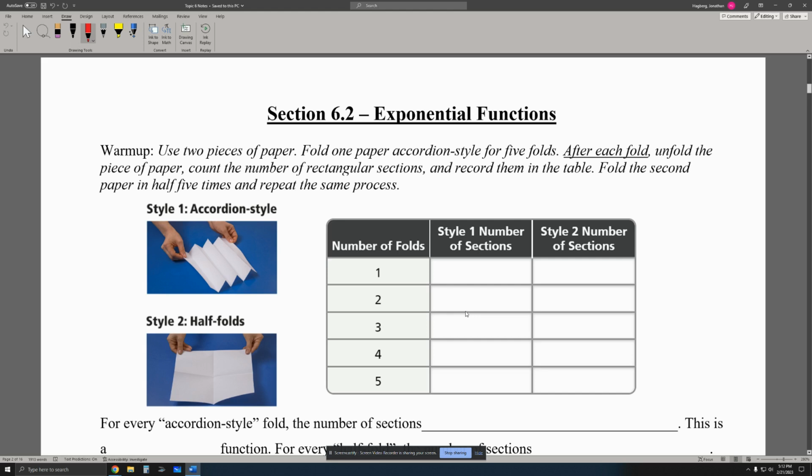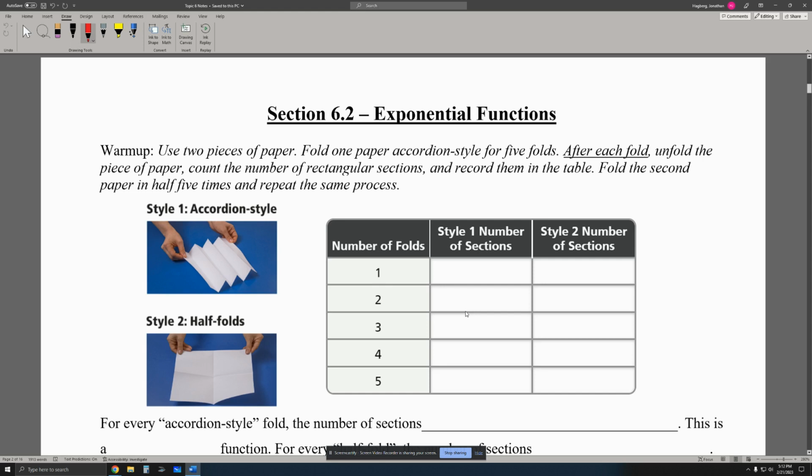Let's go ahead and fold one of them accordion style for 5 folds. And after each fold, we're going to count the number of rectangular sections. And then we're going to record the number in the table here. For the second sheet of paper, we're going to fold it in half 5 times. And we're also going to count the number of rectangular sections.